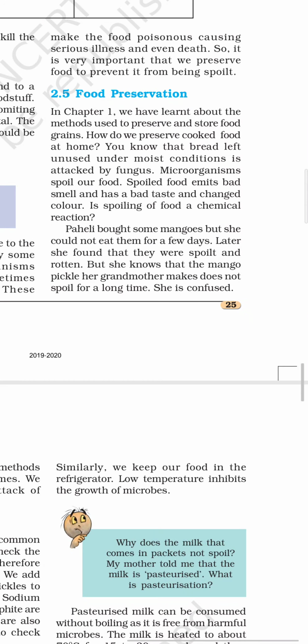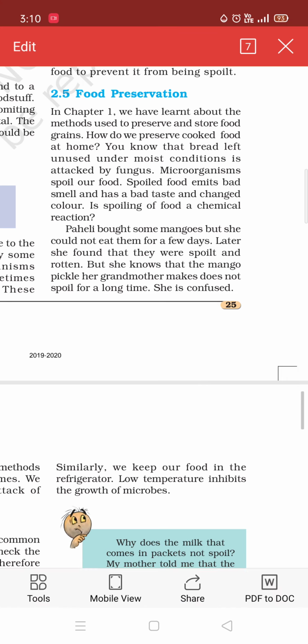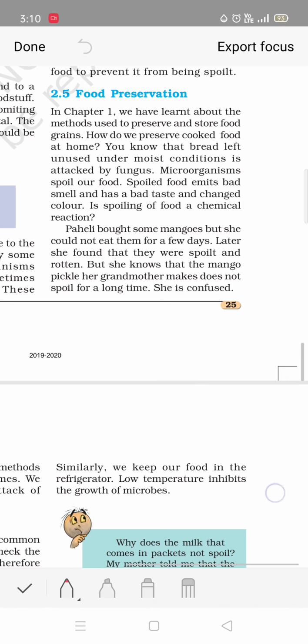In this video we will study the food preservation methods. You know that bread left unused in moist condition is attacked by fungus. Microorganisms spoil our food, and this spoiled food emits a bad smell, has a bad taste, and changes color. This spoiling of food is done by chemical reactions that are caused by the microorganisms.